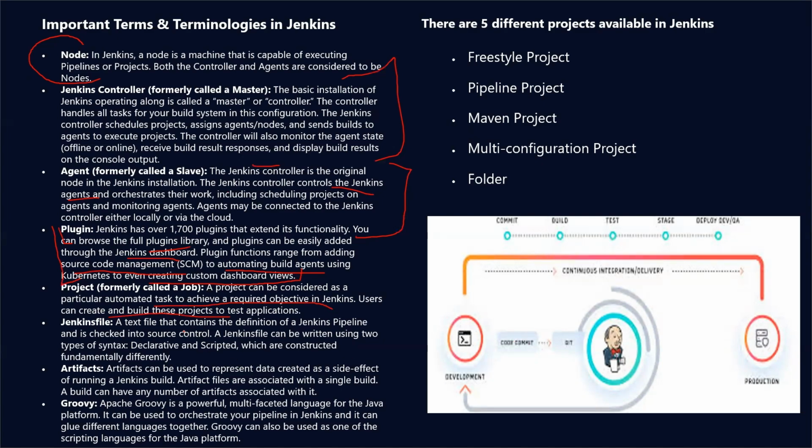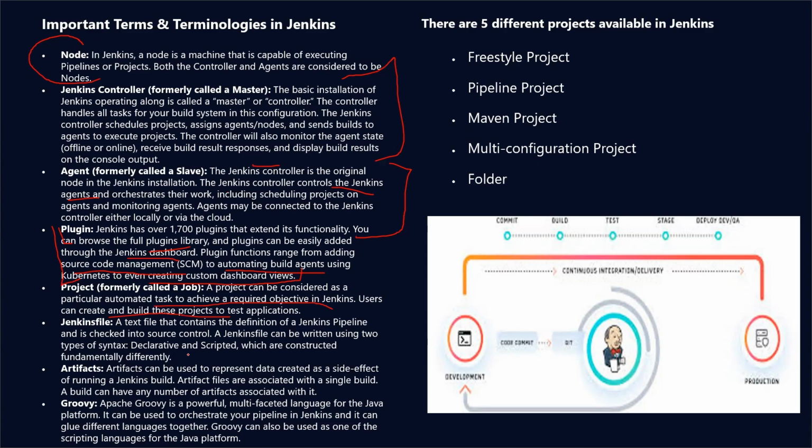What is Jenkins file? A text file. Jenkins file is a text file that contains the definition of Jenkins pipeline, either declarative or scripted. You can write in a Jenkins file and you can push it to your source code repository. According to the syntax you have written, it will be fetched and used in Jenkins for build, test, and deploy. So Jenkins file is the main file where you have to write the syntax, declarative or scripted.